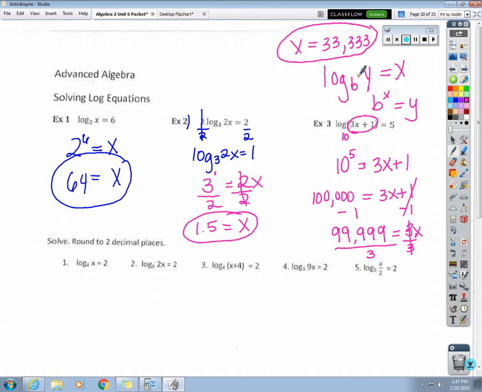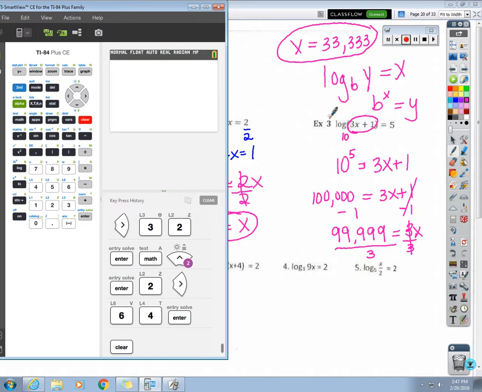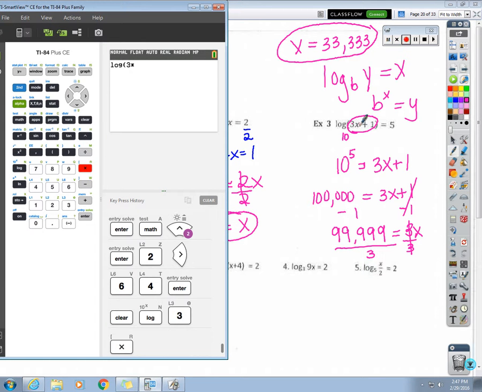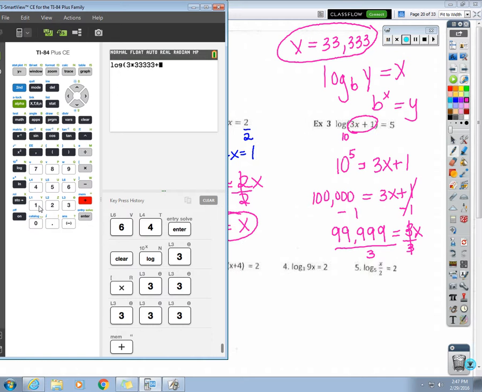You could even check that one. You would type in log. Okay, let me show you. For this one, what's the base? What's the base of this? 10. So you don't have to use the log base. If you just hit log, that's understood base 10. You don't have to go into the math log base. Now watch. 3 times x. What is our x? 33,333 plus 1, and then equals 5. Isn't that what it says it equals? That's how we know we did it right.